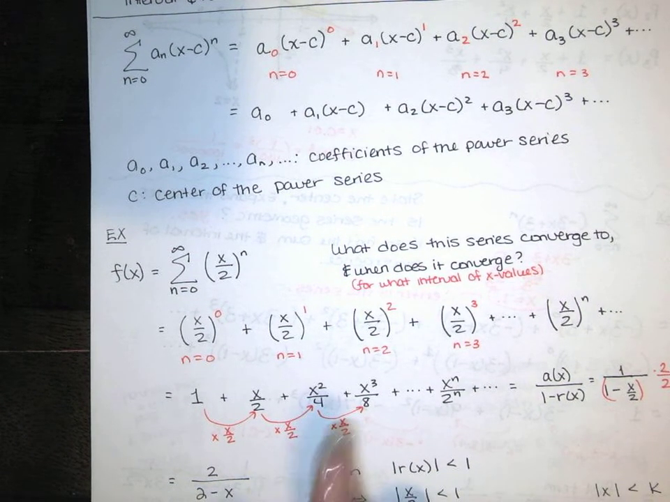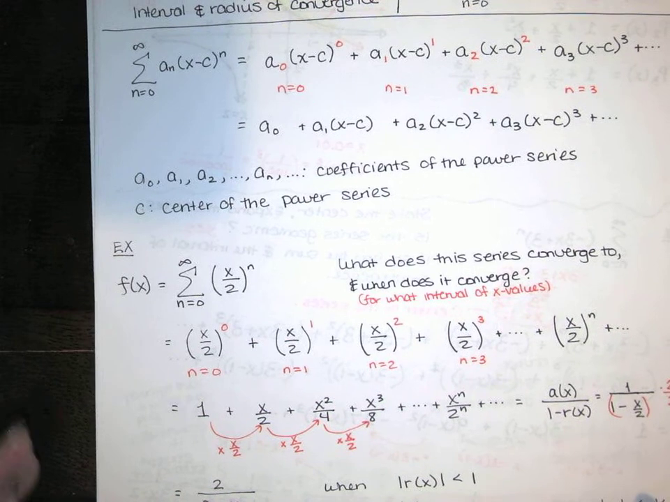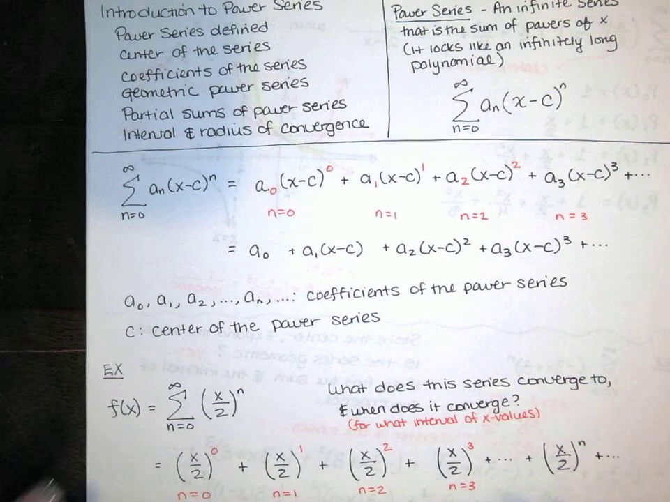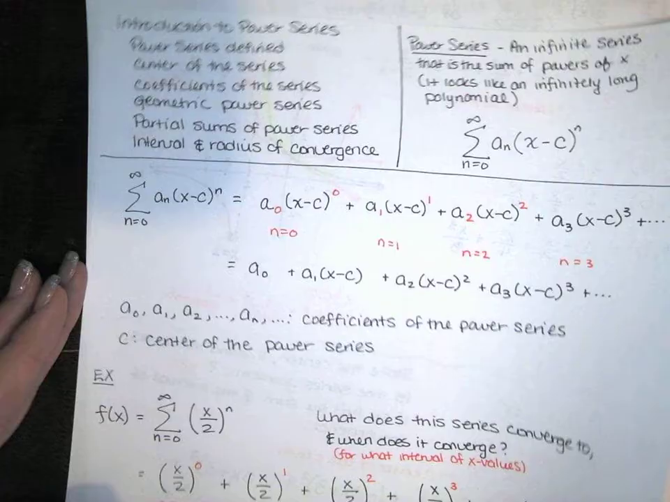And a geometric power series is a power series that is geometric. To get from term to term, we always multiply by the same thing. Now, using the method in this video, you can find the interval and radius of convergence of a geometric power series. And then the last thing we talked about was the interval and radius of convergence.